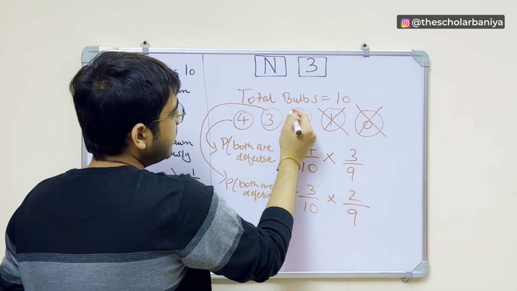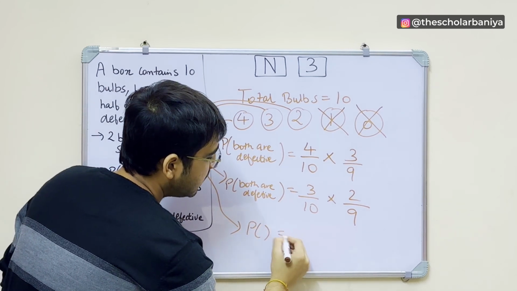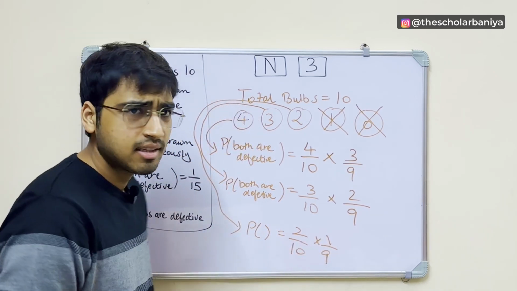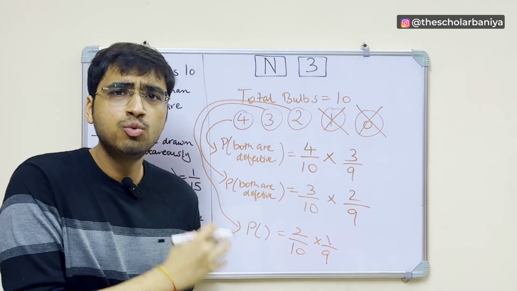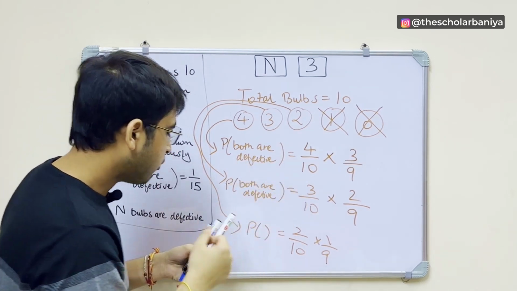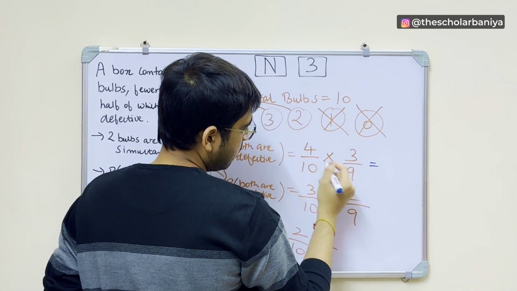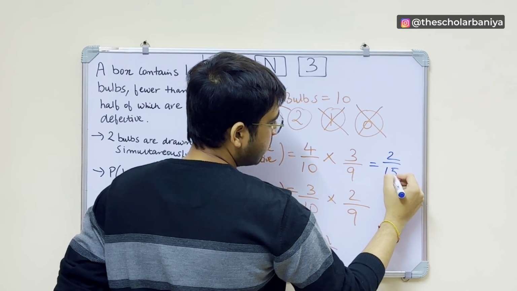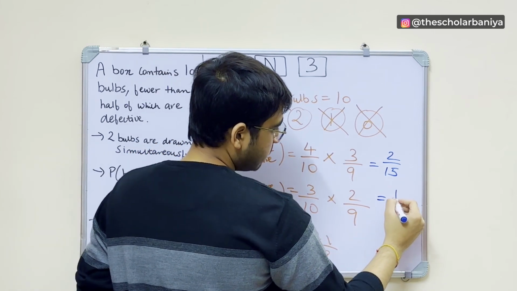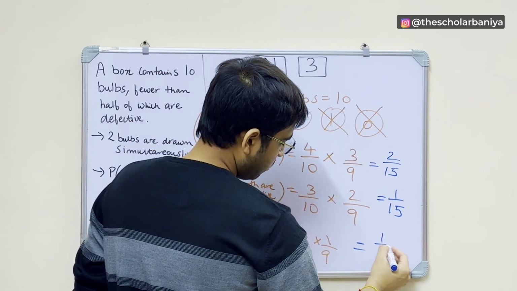And similarly, when there are two defective bulbs, the probability will be 2 upon 10 into 1 upon 9. Again, I'm explaining this in great detail. In the exam, you can just do it within a few seconds. You just have to think it in your mind and you'll be able to solve it. So now if you solve these parts, what do you get? 3 threes are 9, 2 upon 15. If you solve this, you get 1 upon 15. And if you solve this, you get 1 upon 45.